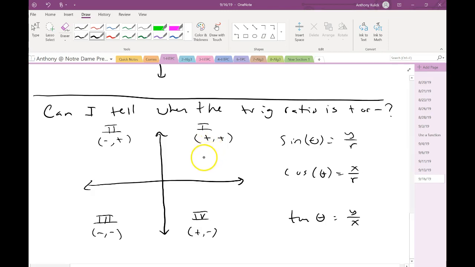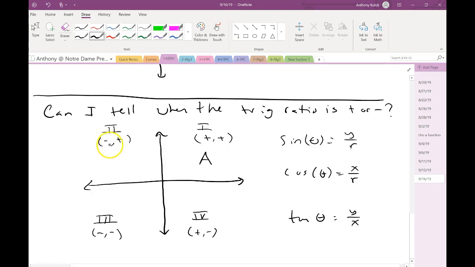In the first quadrant, though, y over r is positive over positive. X over r is positive over positive. Y over x is positive over positive. So all our trig ratios are positive in the first quadrant. So I'm going to write the word A for all. Okay with that?